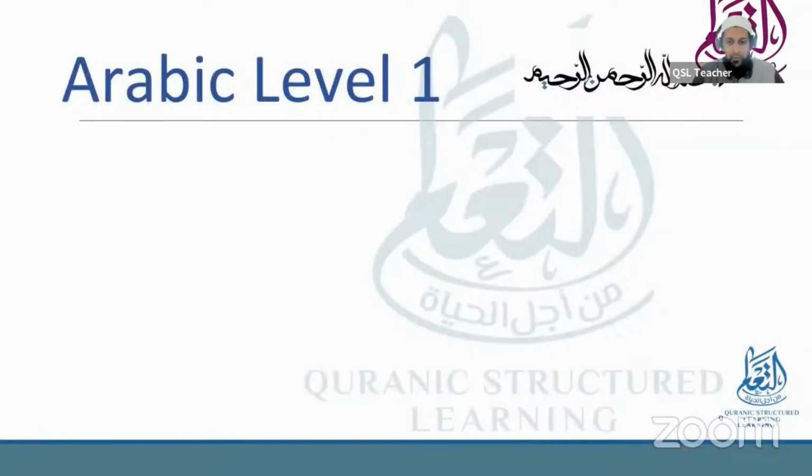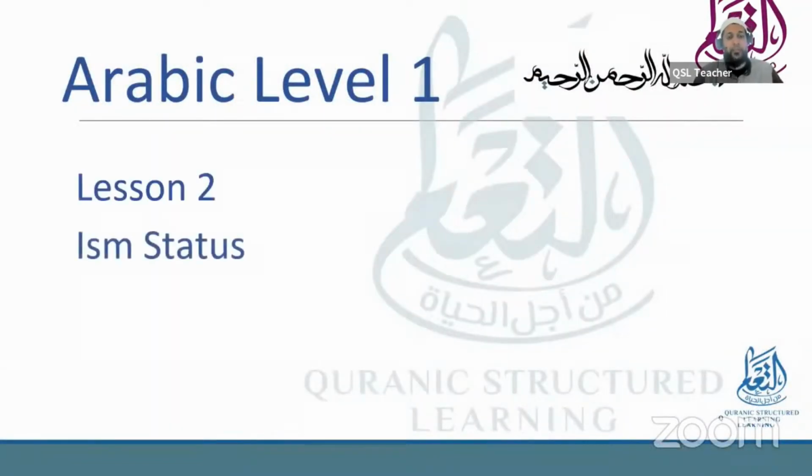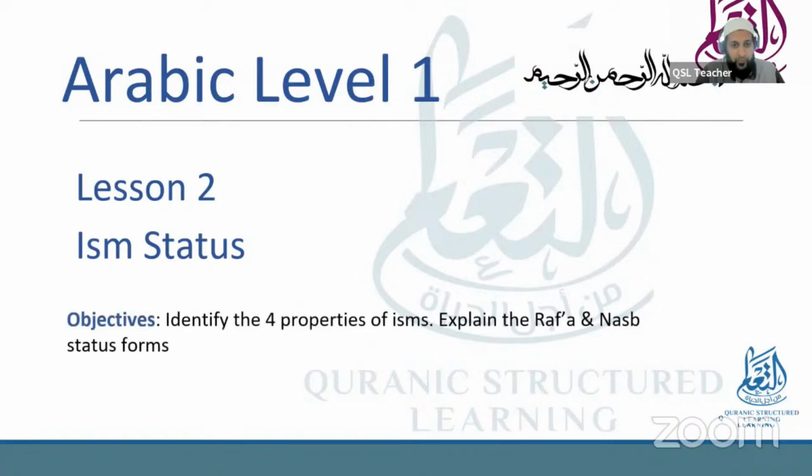Okay, so in this lesson, the objective is to dive in a little bit more detail on the status component of the ism category. So we're ignoring fi'ls and huruf for now, and we're only concentrating on one component of the ism category, and that's called status. And as we already know, there's 4 properties in ism: status, number, gender, and type. And we're going to explain rafa' and nasab status form. So rafa' and nasab are 2 components of the component of status.